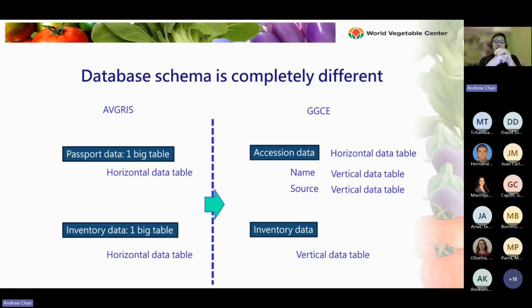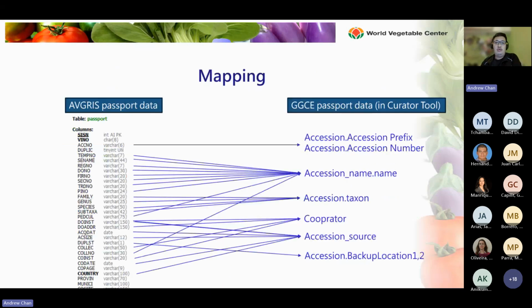So when we transfer data from Evergrid to GGCE, the first thing, and the most difficult part, will be mapping the data. I will use the passport data as an example. At the left-hand side is the Evergrid passport data column names, and the right-hand side is how to map it into GGCE passport data.